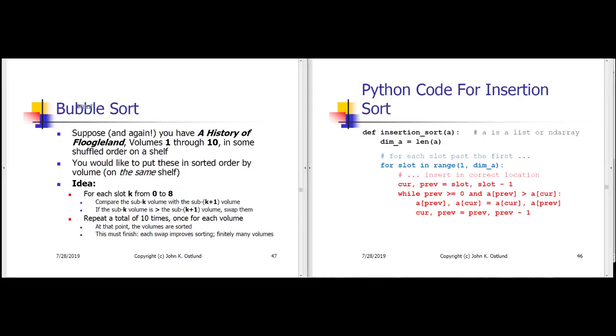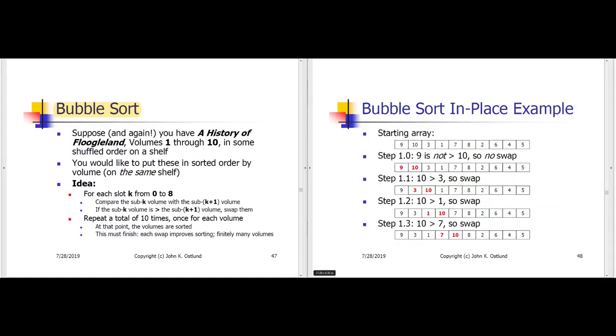The third sorting algorithm we're going to take a look at is called bubble sort. Okay, so we have the same setup. We have our 10 volumes of history, and we want to sort those in place.